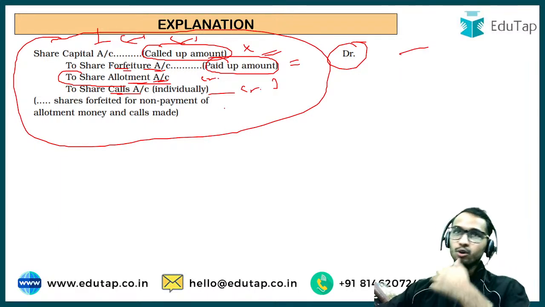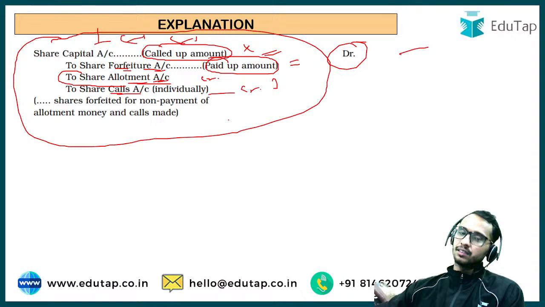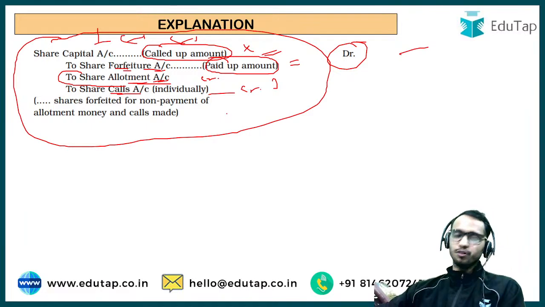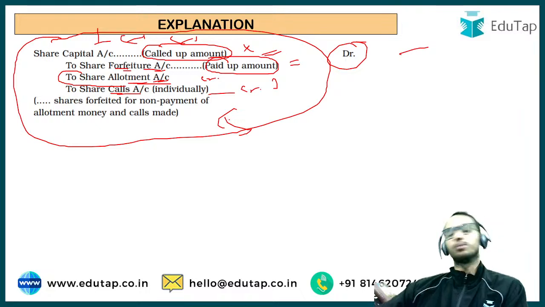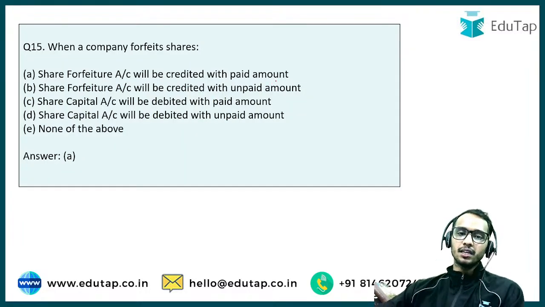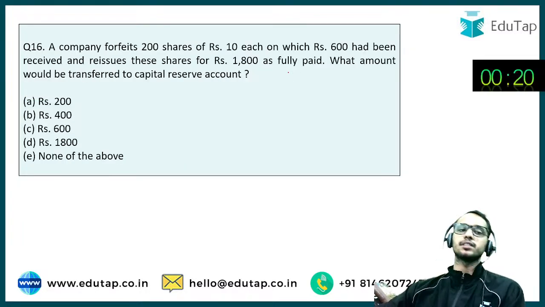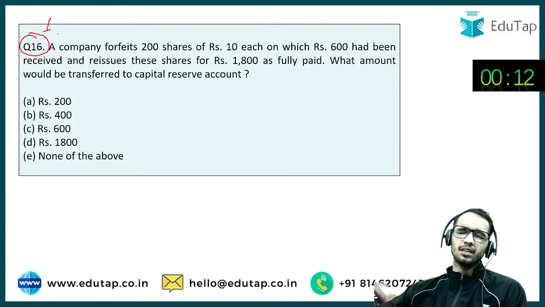Acha, one more question I want to ask. This will be taken care of in the next few minutes. Don't worry. We have one more question with regard to forfeiture. Chalo, this question we have discussed, and the answer is option A. Question number 16, again a numerical. I have told you that numericals are also important as far as forfeiture of shares is concerned.